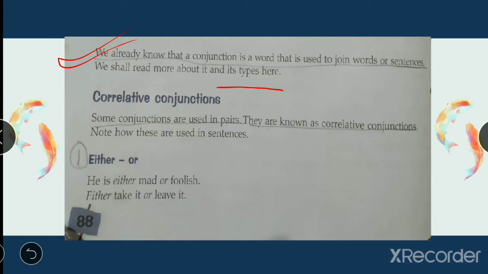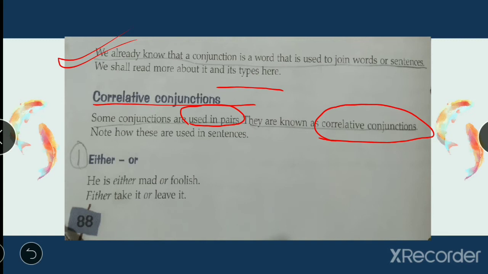So what is the meaning of the first type, that is correlative? Correlative conjunctions. Do you see? Some conjunctions are used in pairs. They are known as correlative conjunctions. So keep this in mind. Underline this in your textbooks too. The conjunctions that are used in pairs, it means you cannot use only one of them, you have to use both of them together in the sentence.